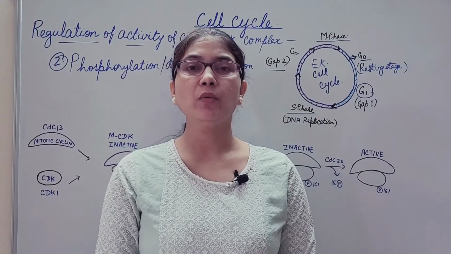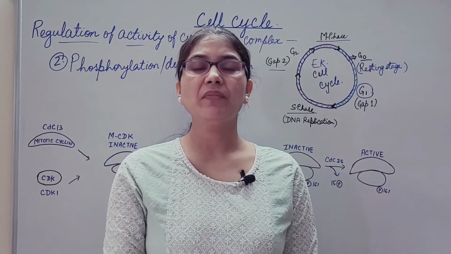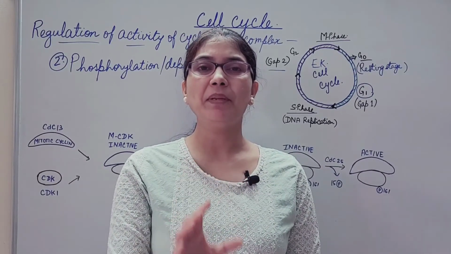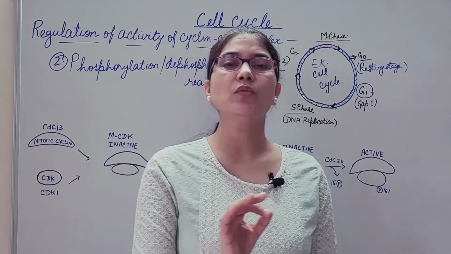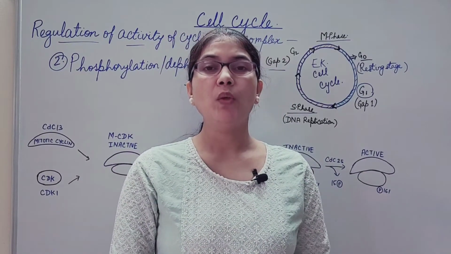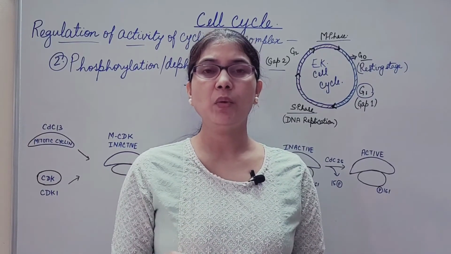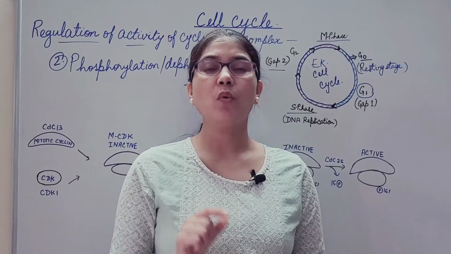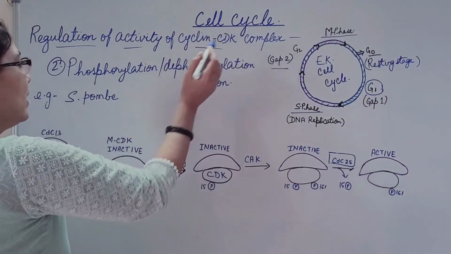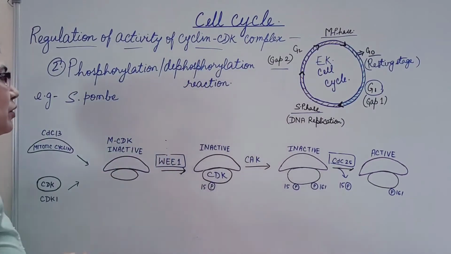So we can conclude that a specific cyclin is expressed for the specific stage of the cell cycle. And once this stage is completed, the cyclin undergoes degradation. Then starts the next stage of the cell cycle with another set of cyclin CDK complex. In this way, the cell cycle progresses in only one direction and it is irreversible. Activity of cyclin CDK complex is also regulated by phosphorylation and dephosphorylation reactions.